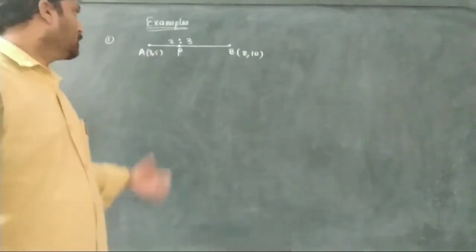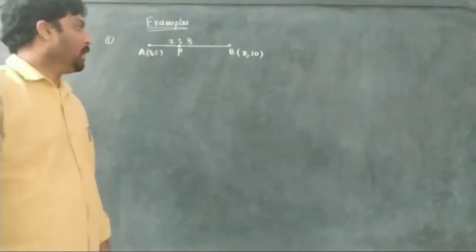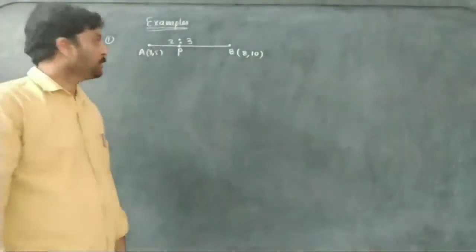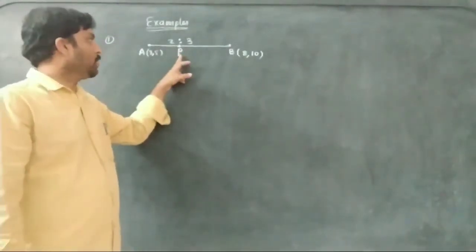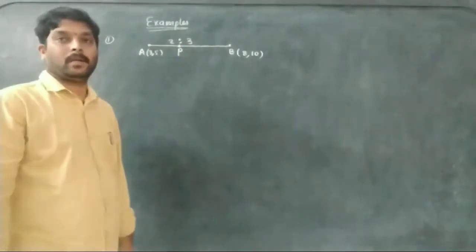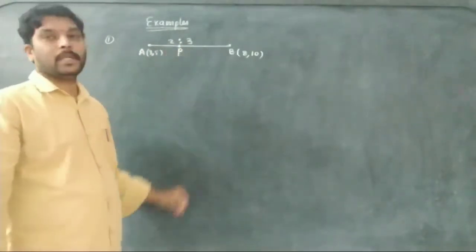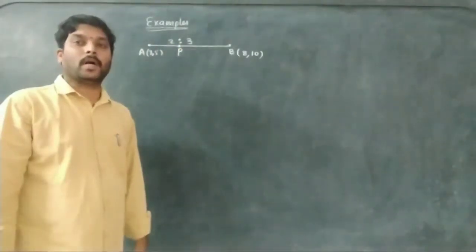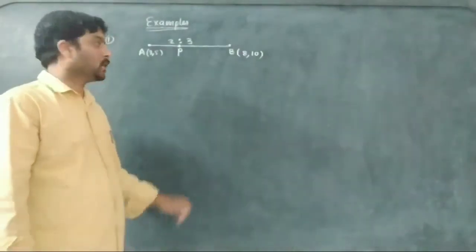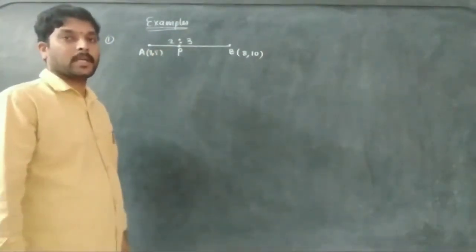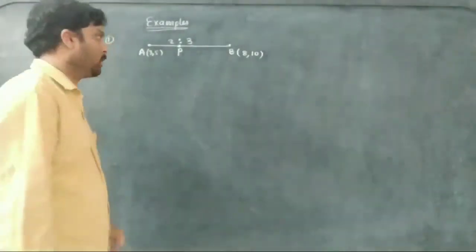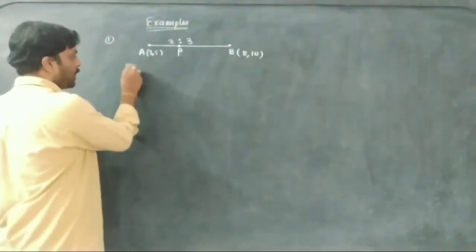Here is one example. With the help of the section formula, we can find P. We don't know the coordinates. Find the coordinates of the point P which divides the line segment AB joined by the points in the ratio 2 is to 3 internally. So now write the section formula.